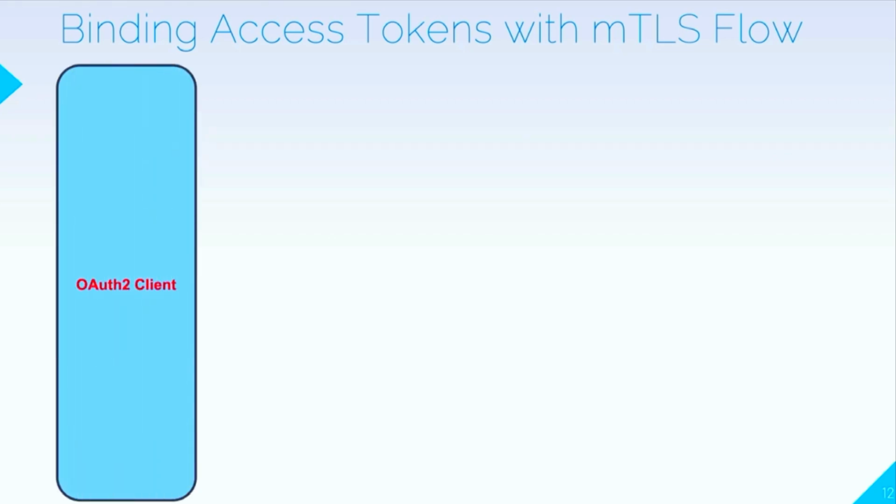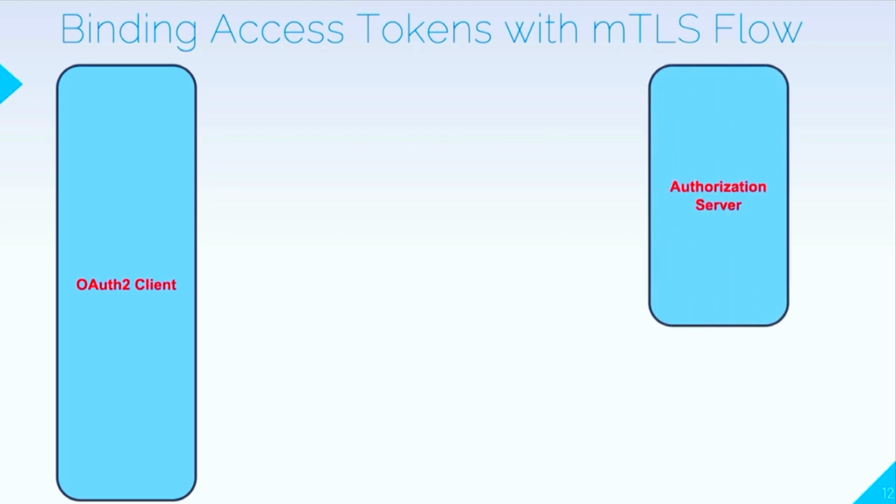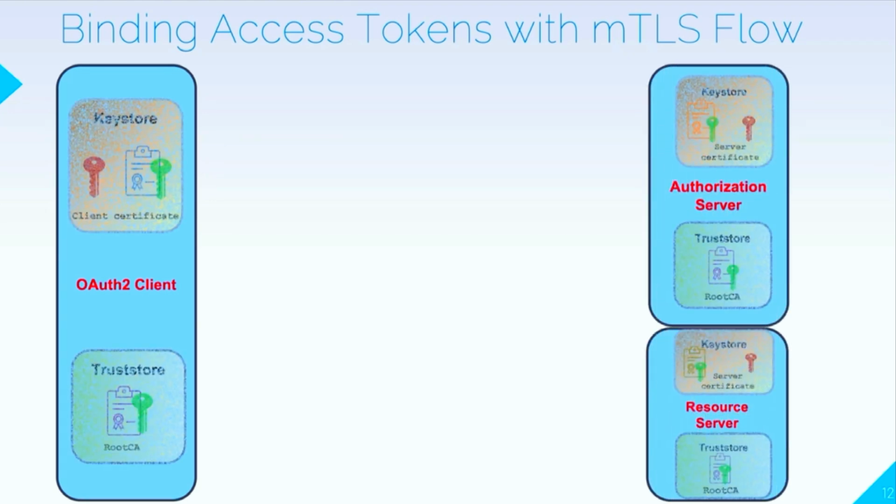As always, we begin with the OAuth 2 rules for the client credentials flow: the OAuth 2 client, the authorization server, and the resource server. Each of these entities has its own key store and trust store. If you recall from the basics, a key store holds the public and private keys of the certificate and includes the entire certificate chain if applicable. Each server has its own key pair. A trust store, on the other hand, contains trusted root certificate authorities, which are used to validate the signatures of incoming certificates. The flow begins when the client wants to obtain an access token.